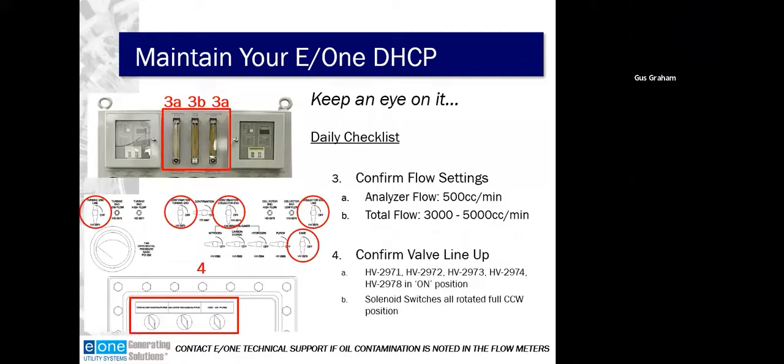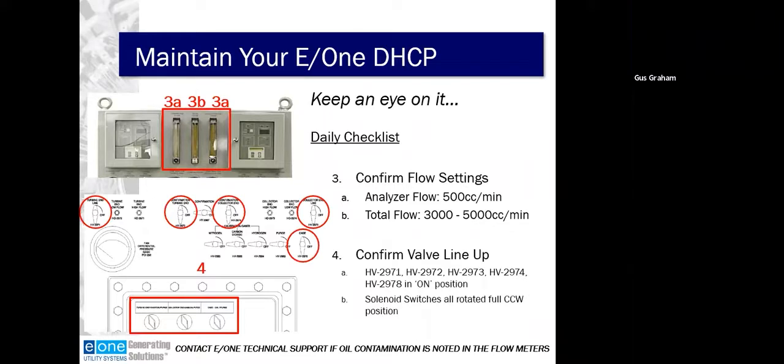Continuing with your daily checklist, you want to confirm the flow settings. So at the top of the unit between the two display panels are 3 flow meters. The 2 outer flow meters represent the analyzer flow on the left and the right to the analyzers associated with them accordingly. The analyzer flow should be 500 cc's per minute. This can be adjusted by adjusting the ball valve directly right there on the flow meter. The total flow meter is the one in the center, and that should be between 3,000 and 5,000 cc's per minute. And that'll vary depending on whether or not you're in increased scavenging mode.